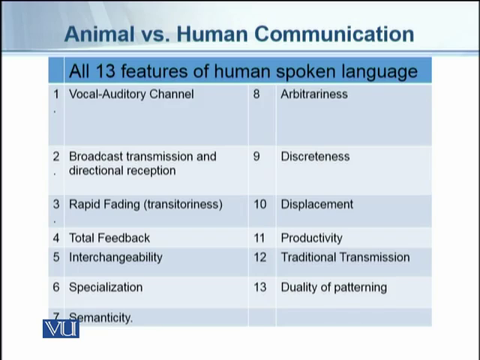Interchangeability: transmitters can become receivers and vice versa. We can each repeat any message. Total feedback: we hear all that we say. Specialization: we communicate just for the purpose of communicating, not incidentally to some other primary function.